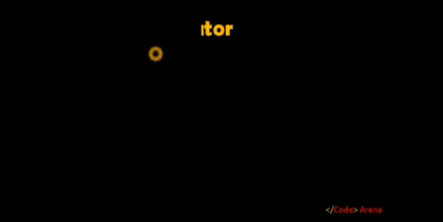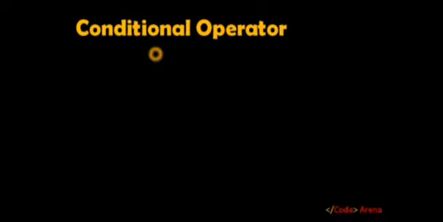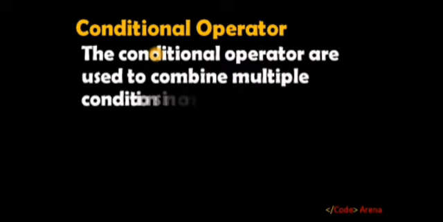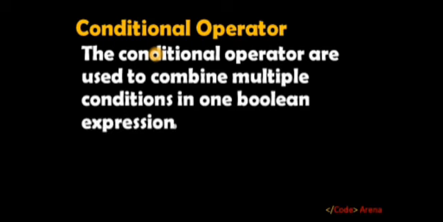Now let's move to the next one, which is the conditional operator. This is mainly the part where the reasoning ability is actually coming from. The conditional operators are used to combine multiple conditions in one Boolean expression. You see, a program having the ability to think, where you give it a lot of inputs, and it reasons and checks the inputs, compares them to give its own result, is using a conditional operator.